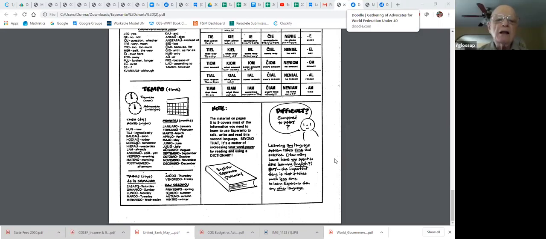And then immediately to the right of that are the names of the months, which are very similar to English. Januaro, Februaro, Marto, Aprilo, Majo, Junio, Julio, Aŭgusto, Septembro, Oktobro, Novembro, Decembro.